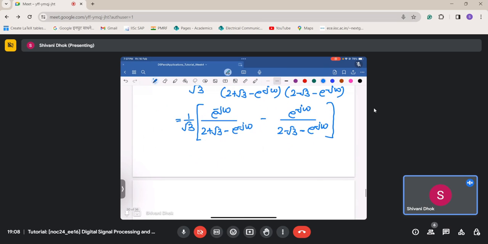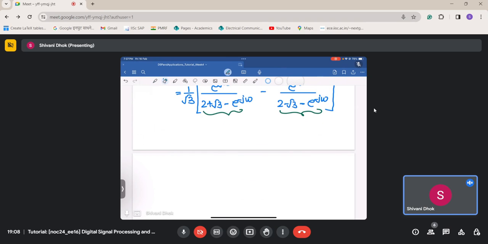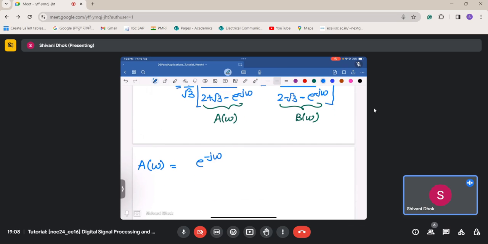So now let us consider this quantity here as A and this quantity here as B. Let me write this as X1 of omega, A of omega into B of omega. So we have A of omega as equal to e power minus j omega upon 2 plus root 3 minus e power minus j omega.